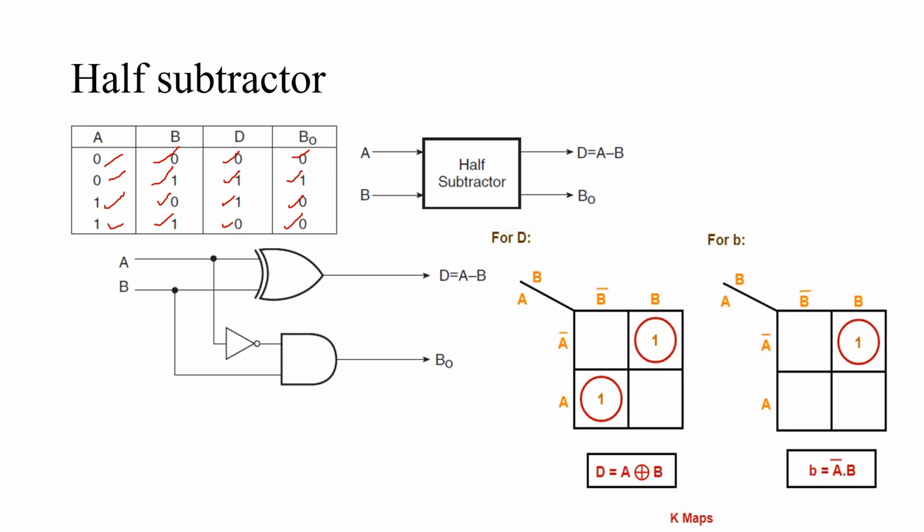This shows the block diagram, and then using the truth table we will mark the K-map. For difference and for borrow we got these K-maps, we find the expressions over here, and then we draw this circuit diagram.